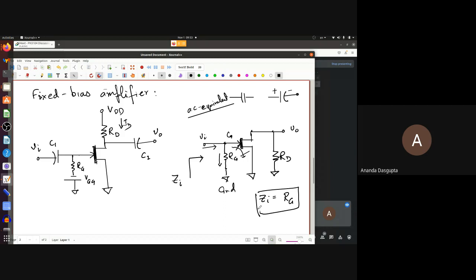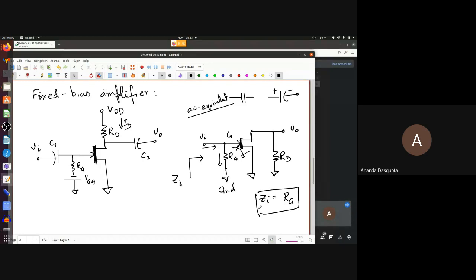So why do you need a huge RG and not a short? Simply because if you don't take RG to be big, then your input impedance is going to be small, and if input impedance is small, then the source resistance will play a huge role in deciding how much your output is going to be. So changing the source even with the same input signal will make your circuit behave very differently, which is not what you want. So Zi is RG, and RG should be taken to be large.